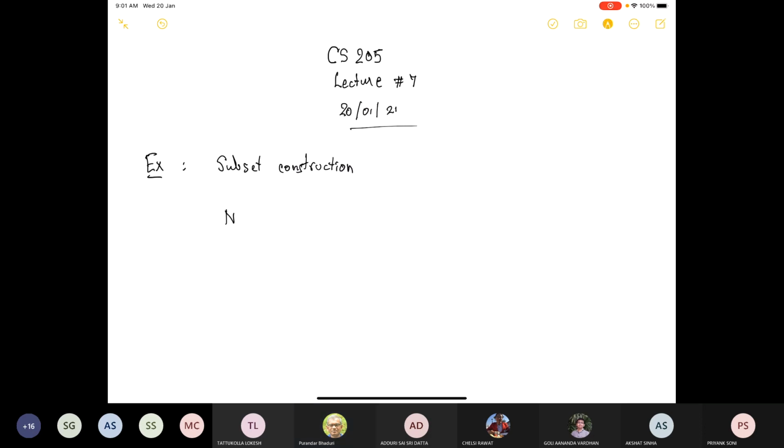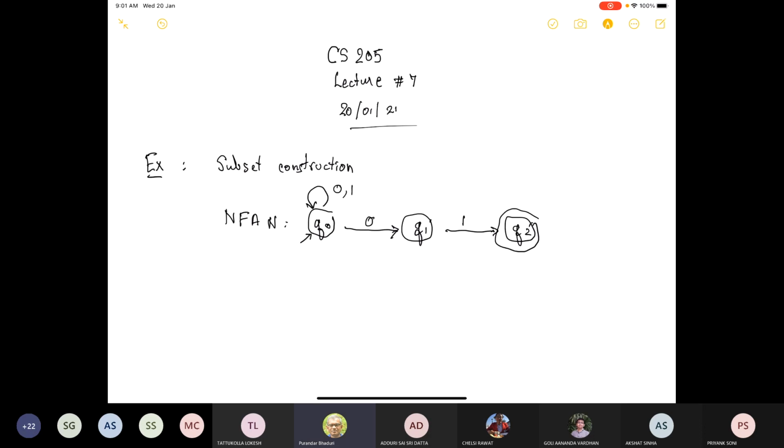And the particular NFA we start with has this form. So it accepts all strings of zeros and ones which end with 0, 1, right? That's the NFA. This is the initial state, right? So how do we construct the equivalent DFA? Equivalent meaning they accept the same language.